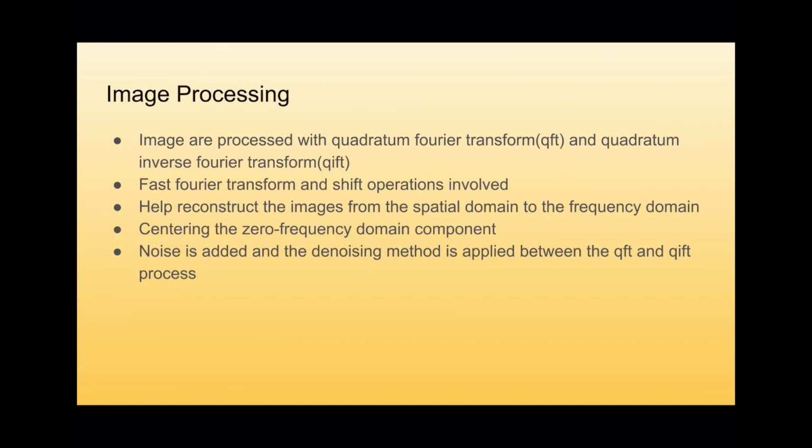The diffusion-weighted images are processed with quadratum Fourier transform and quadratum inverse Fourier transform. Fast Fourier transform and shift operations are involved. This helps reconstruct the images from the spatial domain to the frequency domain. It also helps center the zero frequency component. In the process, noise is added before the quadratum Fourier transform, and the denoising method is applied between the quadratum Fourier transform and the quadratum inverse Fourier transform process.